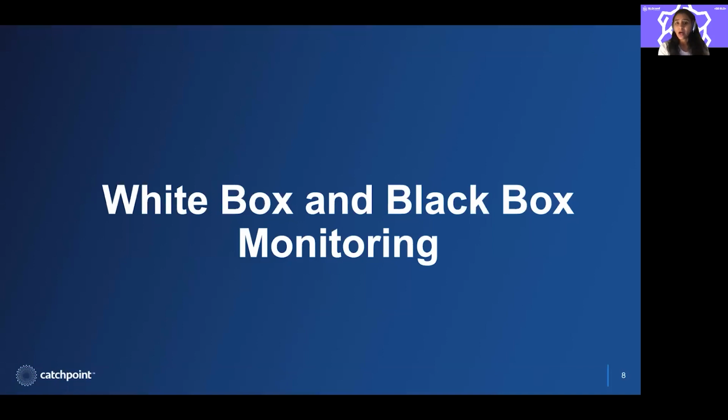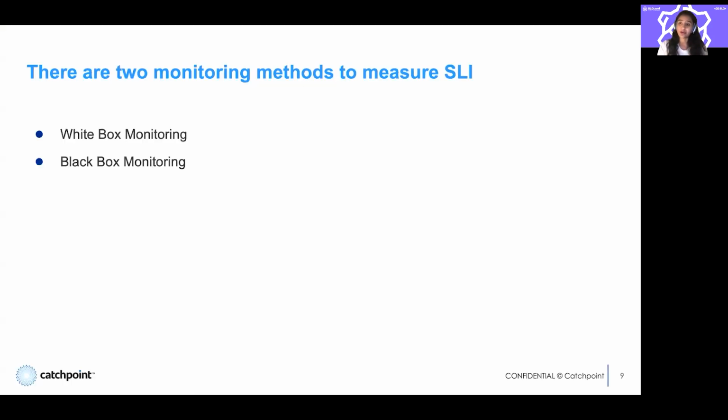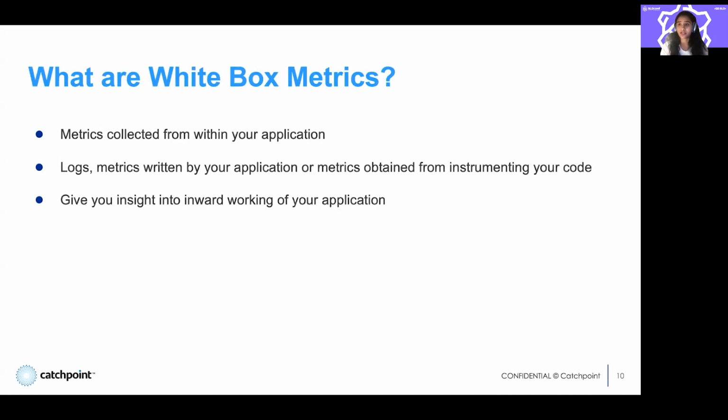That said, let's talk about the two major monitoring methodologies that you can use to obtain these SLIs. First one being Whitebox monitoring, and the second one being Blackbox monitoring. So what is Whitebox metrics? These are essentially metrics that you collect from within your application. More often than not, these are obtained from logs, from applications emitting these metrics. It could also be some form of instrumentation that you add on top of your code.